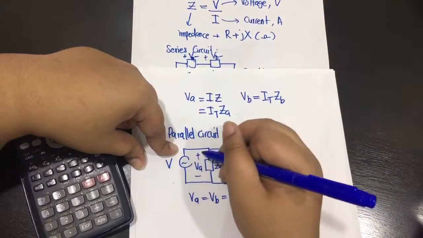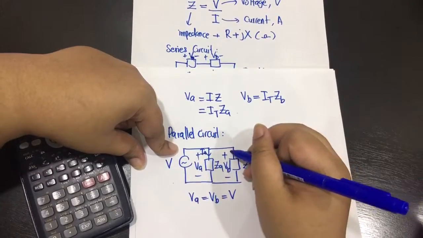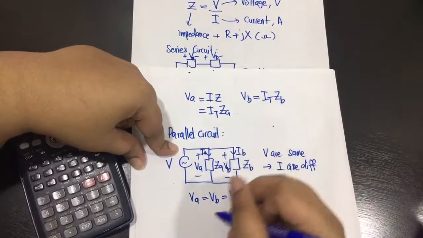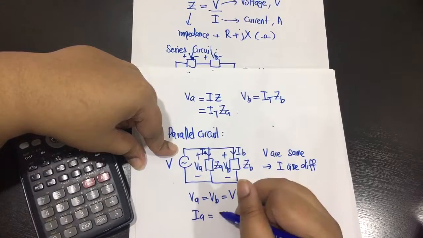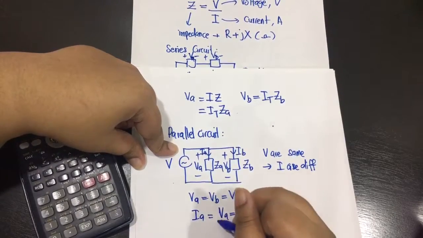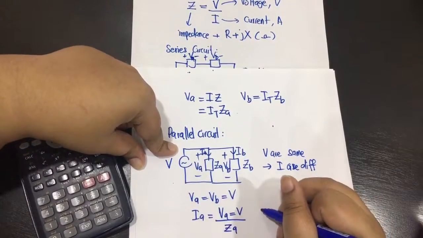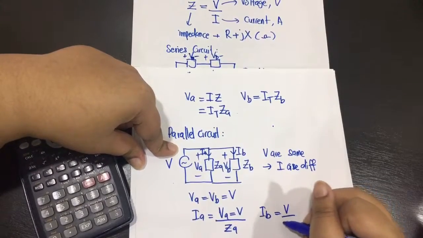However, if we want to calculate the current flow at this branch and at branch B, you can calculate IA equal to VA, which is V over ZA. Same goes for IB, V over ZB.